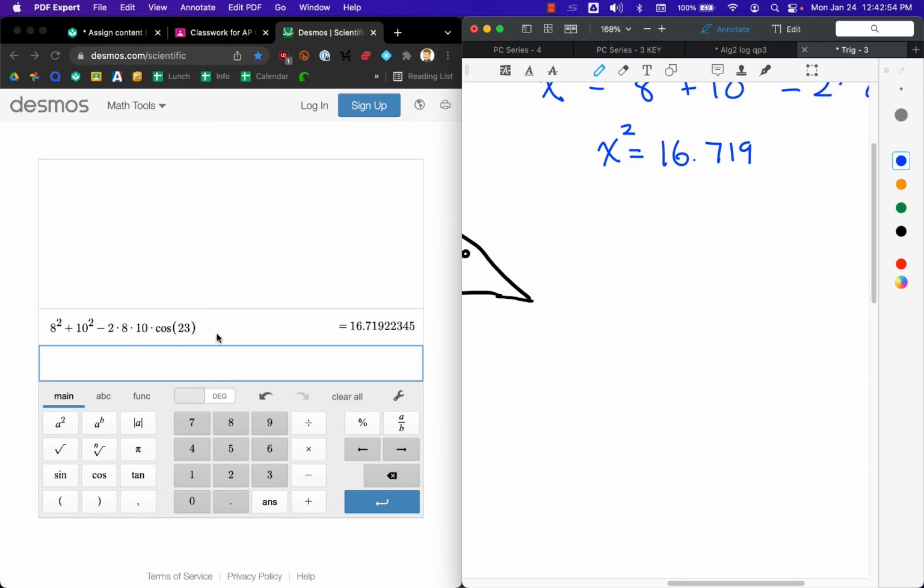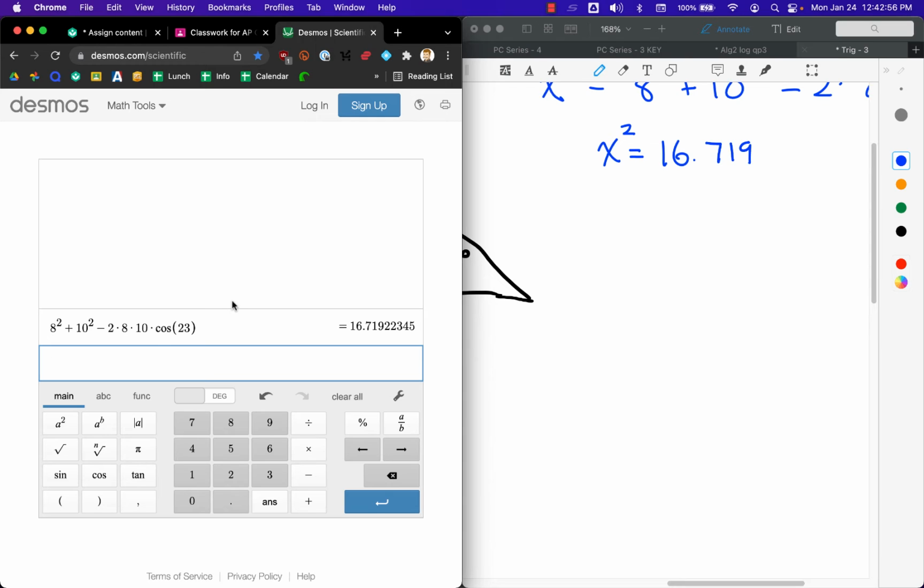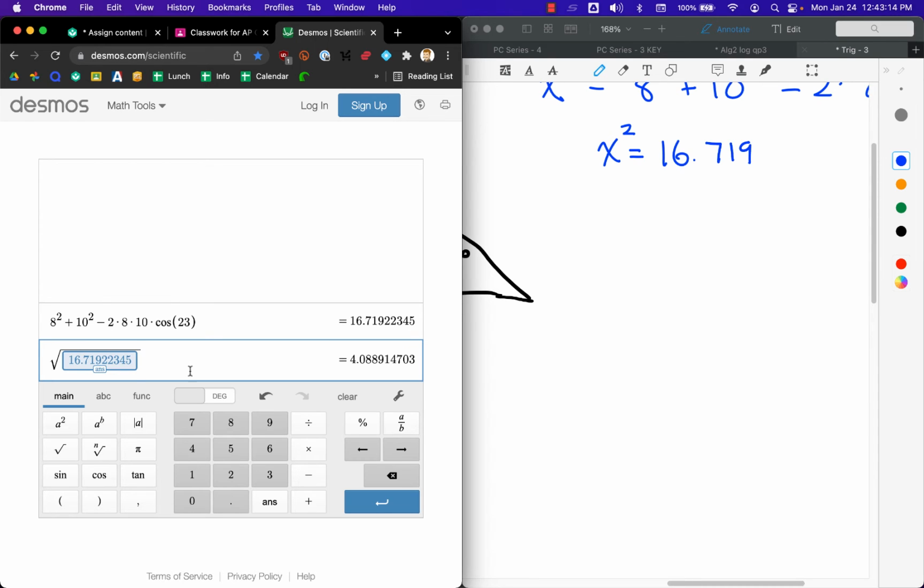Cool thing about having this in the calculator is I can just take the square root of the previous line. The way that I do that with Desmos scientific calculators, you type in SQR, and as soon as I type in the T, boom, square root symbol. And I could type in 16.719. I would get a pretty close answer. But you can just type in ANS. As soon as I type in the S symbol, boom, it takes the previous answer. And I have an exact answer.